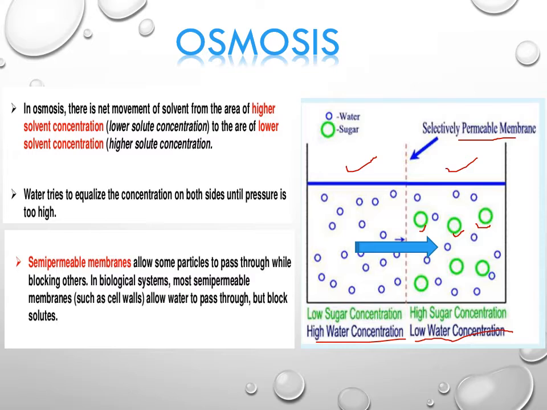Now osmosis is nothing but it is the movement of higher solvent concentration. So higher solvent concentration is on the left hand side here, while lower solvent concentration is on the right hand side. So you can see a movement of higher solvent concentration to the lower solvent concentration, and the water tries to equalize the concentration on both the sides until the pressure is too high. So how do we define now osmosis?